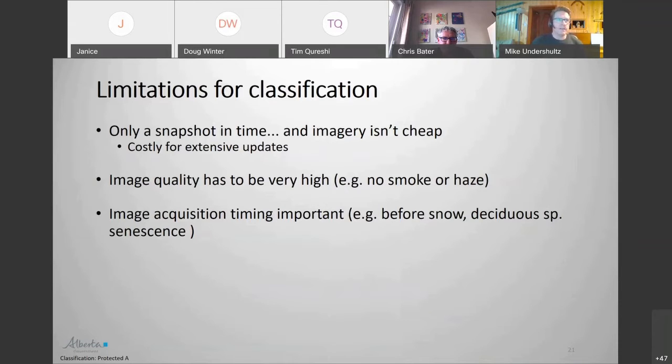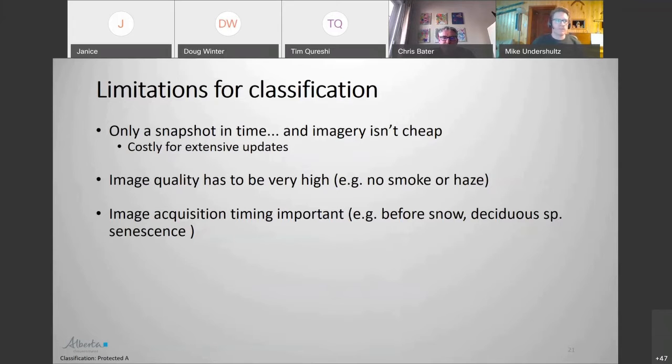We did recognize some limitations. One is that it is only a snapshot in time, no pun intended there. And as I just showed you, the imagery isn't cheap. So it is a kind of a one-time deal. You have to be smart about where you do it. Like I said, we did this in areas where the population had kind of run its course, because you don't want to do it again next year to get an update of what happened.